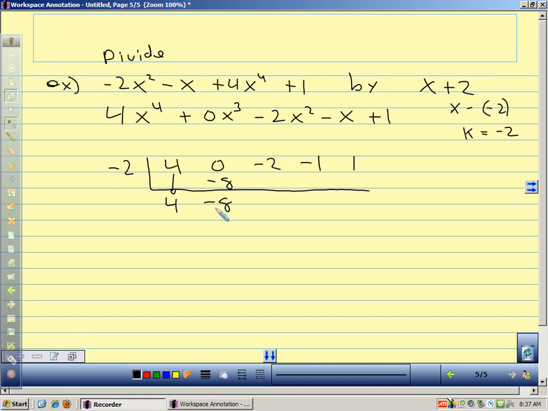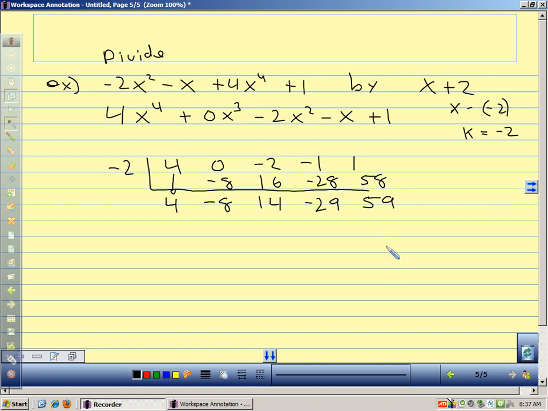-2 times -8 is positive 16. Add these two. -2 plus 16 is 14. Multiply these two. -2 times 14 is -28. Add. I get -29. And multiply these two. -2 times -29 is 58. Add these two, and I get 59.